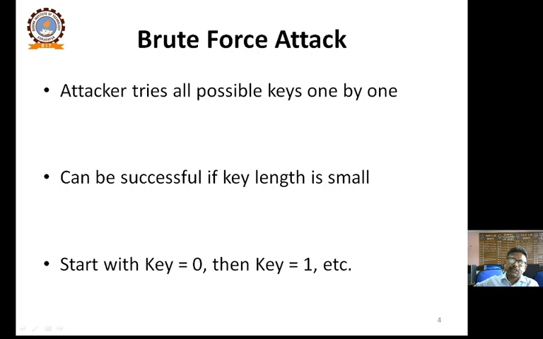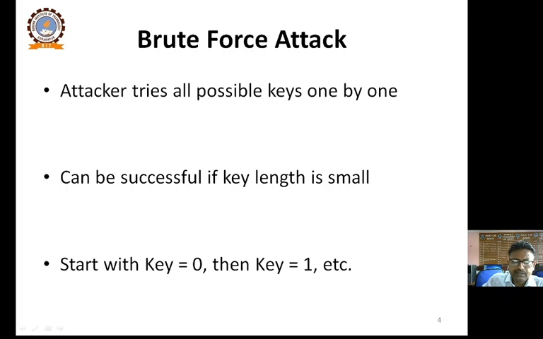So brute force attack is a kind of attack which the attacker performs, and it is an iterative activity. What does the attacker do? He knows the algorithm, he knows the ciphertext. So how is it done? It starts from the key. He assumes a certain key and tries to decrypt the ciphertext into plain text.